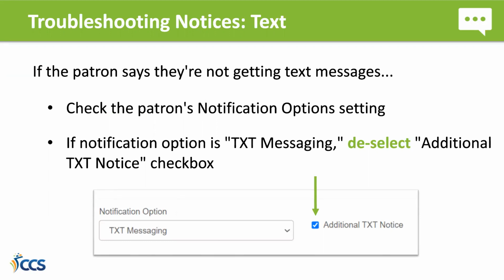Another really nitpicky thing to check for, when a user says that they're not getting text messages, look at their registration. Does the user have both text selected as their preference and the additional text message checkbox selected? If so, this setup may be causing an issue. We've seen some examples before where this seems to prevent text messages from coming through for some users. So if the user sticks with text messaging as their notice preference, I would just deselect the additional checkbox and see if that helps.